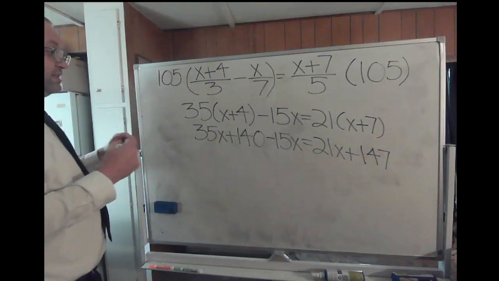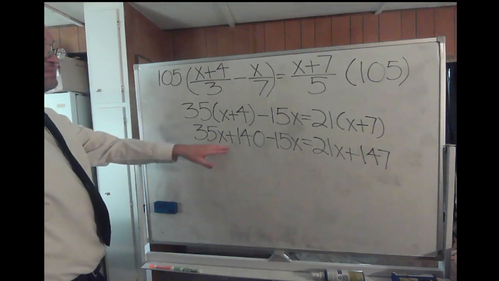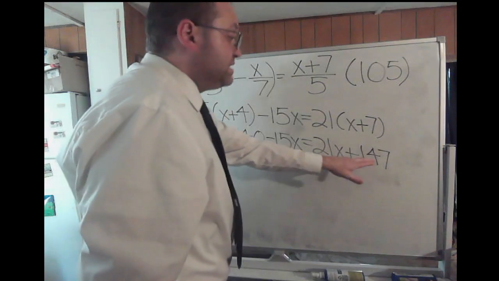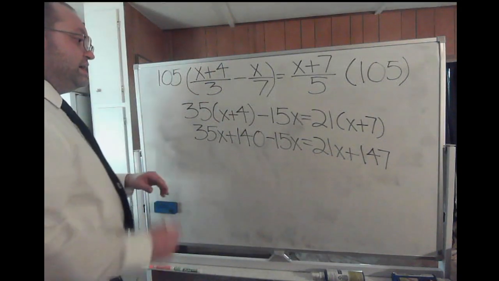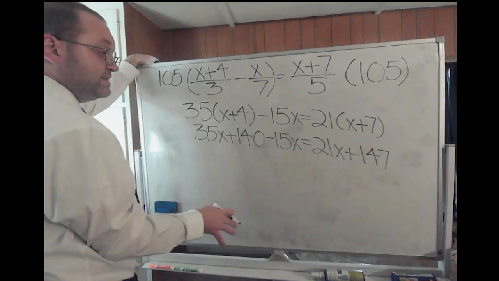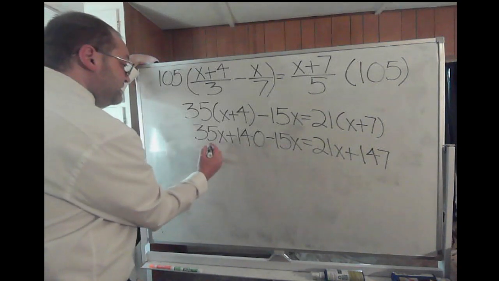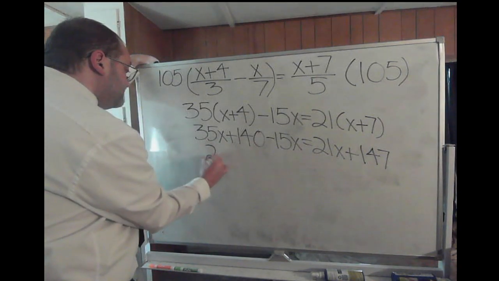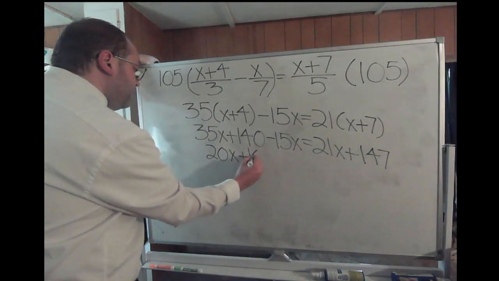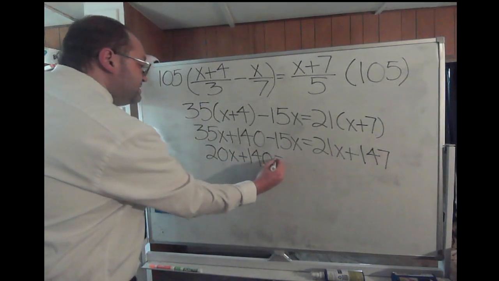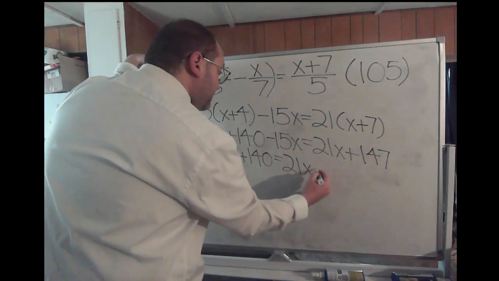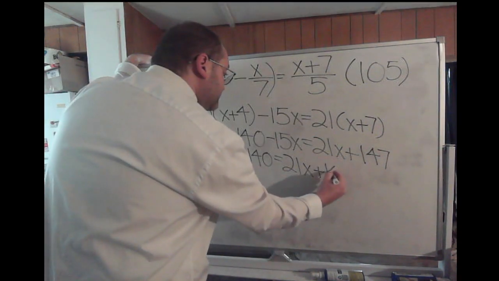Okay, so we got the left side being 35x plus 140 minus 15x equals 21x plus 147. Let's simplify the left side. 35x minus 15x is in fact 20x. You'll have 20x plus 140 is equal to 21x plus 147.